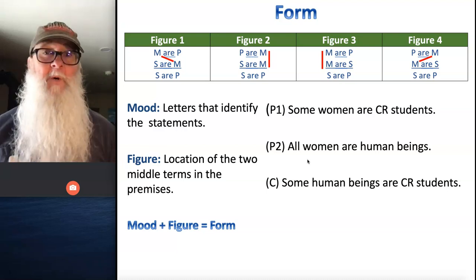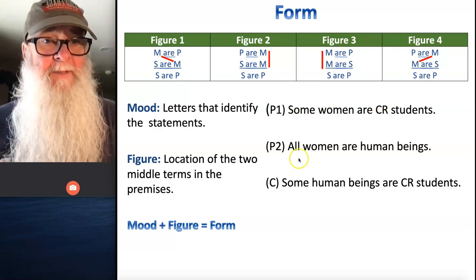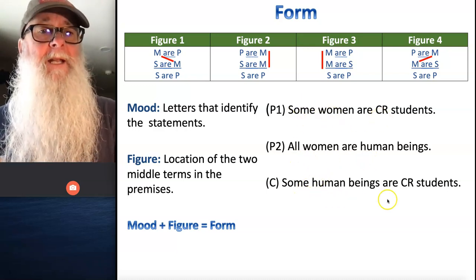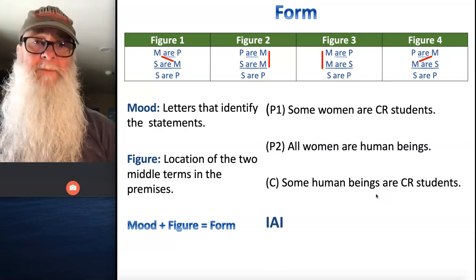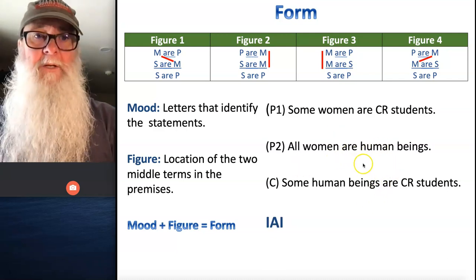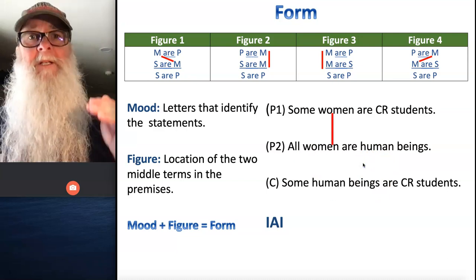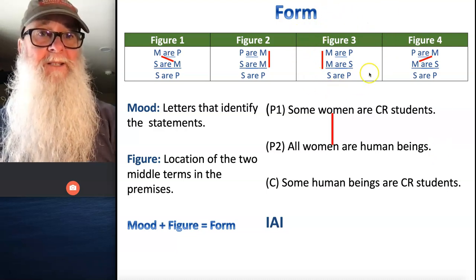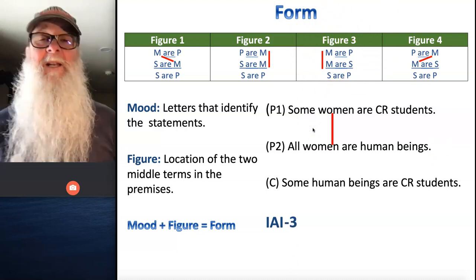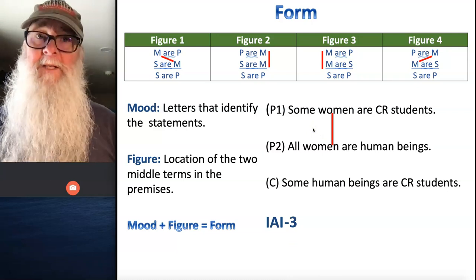To identify the form of this argument, we first determine its mood. We have an I statement premise, an A statement premise, and an I statement conclusion, and that tells us this argument has the mood of IAI. What's its figure? Well, let's locate the position of the middle term, women. We can see that women appears in the subject position of both the first and second premise. That corresponds to figure 3. So this argument has the form IAI in figure 3.